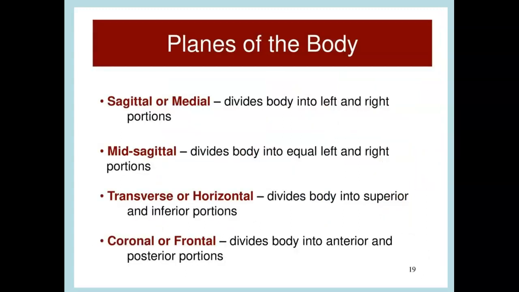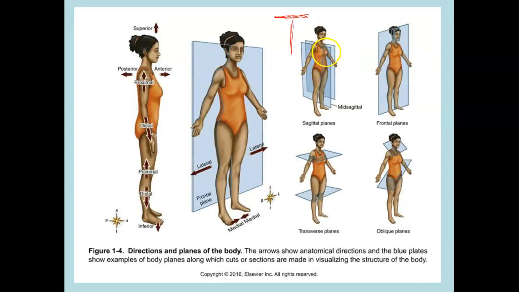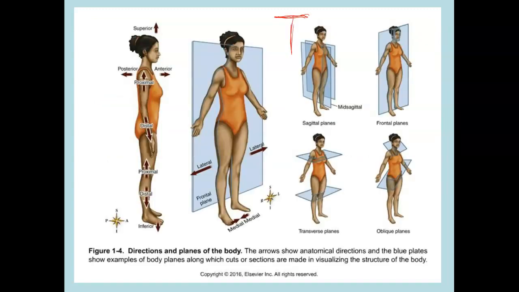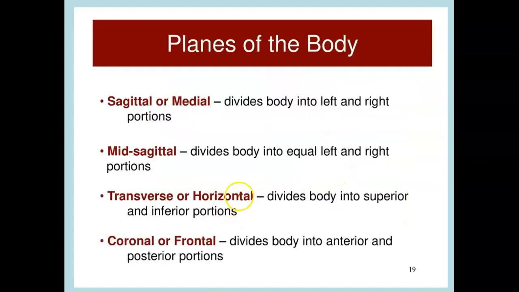Okay, so here are the definitions for the planes of the body. Sagittal or medial divides the body into the right and left portions. Mid-sagittal divides the body into equal left and right portions. Remember, mid-sagittal right here, so each side is equal. Transverse and horizontal divides the body into superior and inferior portions. So over here, here's your transverse. Transverse and horizontal planes are the same thing, just so you know.